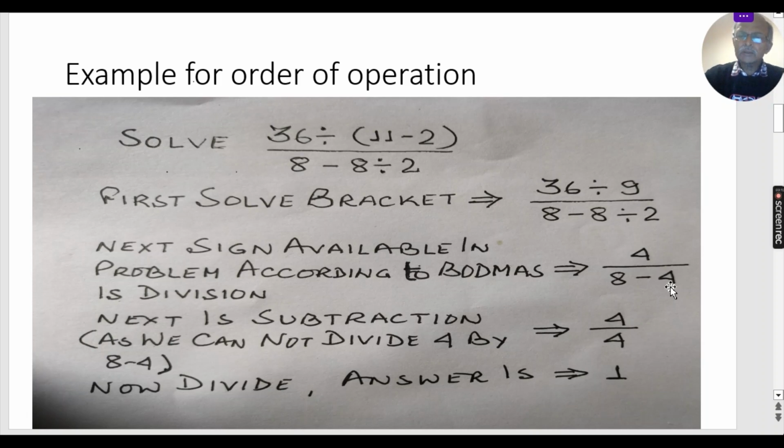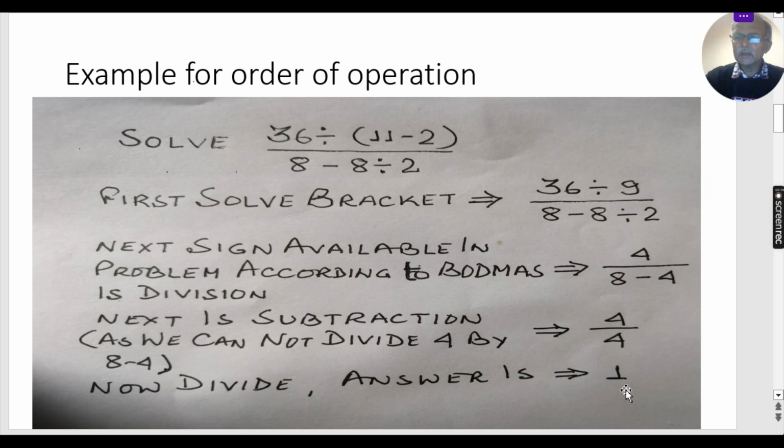Now in BODMAS we have so far performed brackets, others we don't have, we have performed division. Then there comes multiplication. In the equation there is no multiplication, so we will move to the next one, that is addition. Here there is no addition in the equation, so we will move on to subtraction. Here 4 will remain the same because nothing is to be subtracted, and 8 minus 4 makes 4. So my equation reduces to 4 by 4 and the answer is 1. So this is the correct way of doing it.